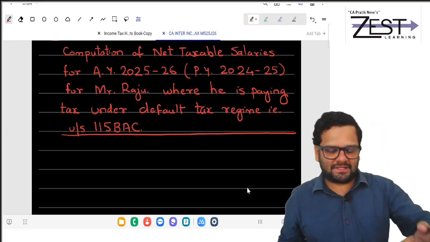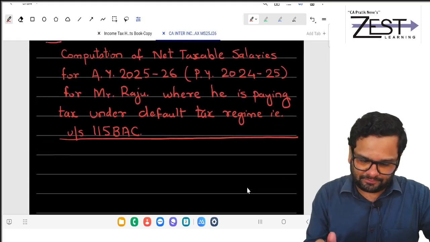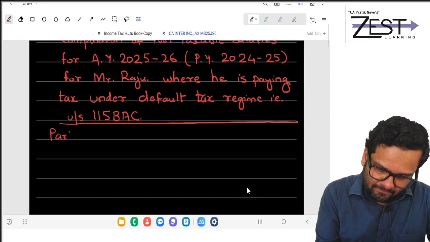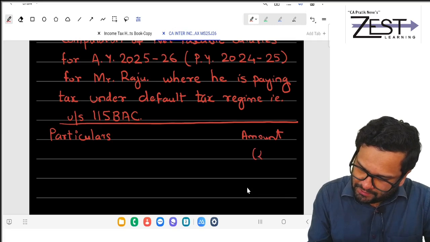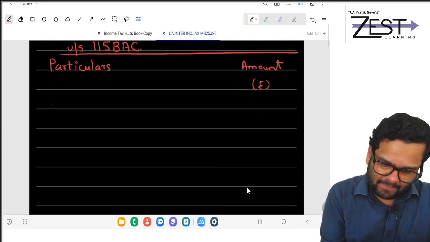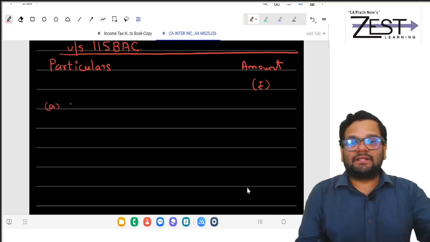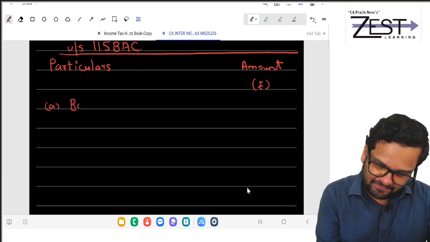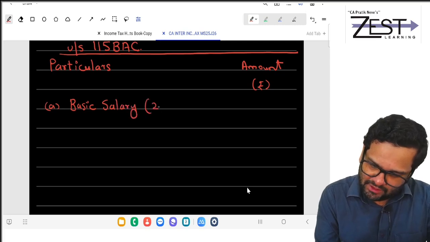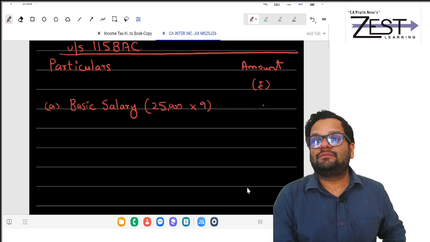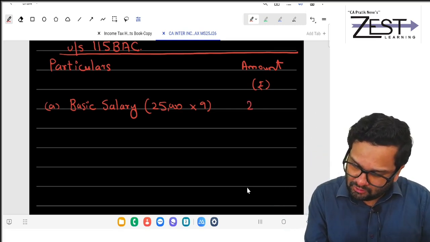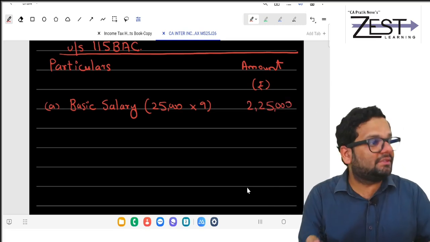Shall we start step by step? We should start with what? So, particulars, amount in terms of rupees. Please start. A point. What is basic salary? Basic salary is 25,000 per month and this has been received for 9 months. So how much? 2 lakh 25 thousand. So how many of you got this correct?